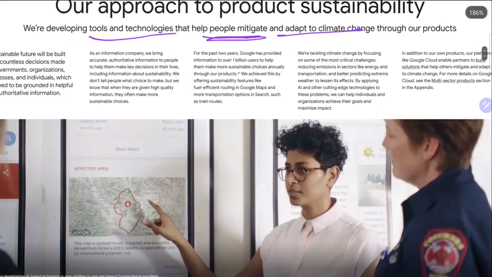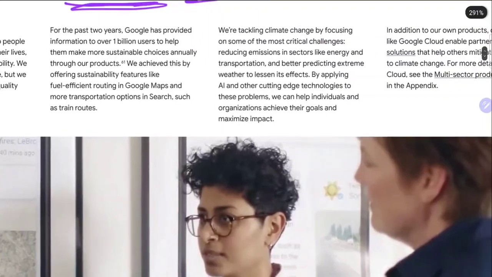Okay, so if you see here certain important information, for the past 2 years, Google has provided information to over 1 billion users to help them make more sustainable choices annually throughout the products. We achieved this by offering very important sustainability features like fuel efficient routing in Google Maps and more transportation options in search, such as train routes.